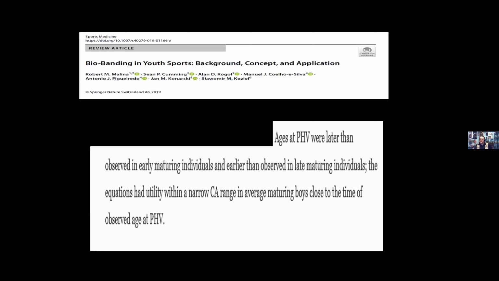So the actual maturity timing may have an effect on the offset equation, and the equation had utility within a narrow chronological age range in average maturing boys close to the timing of observed age at peak velocity. And really what a lot of these papers, Bob Mirwald's papers, have shown is that the error is high the further you are from the event, which is what the original paper said. But really what they're saying is they recommend it should be used between -2 years from peak height velocity and +2 years from peak height velocity.